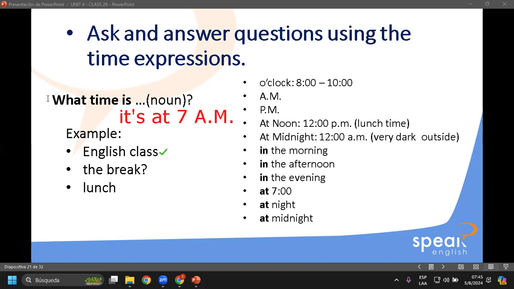Volunteer to ask another question using "what time is." What time is the movie? Very good. Volunteer, what time is the movie? What will be the answer? It's at 7 p.m. All right, at 7 p.m. Very good. It's at 7 p.m.